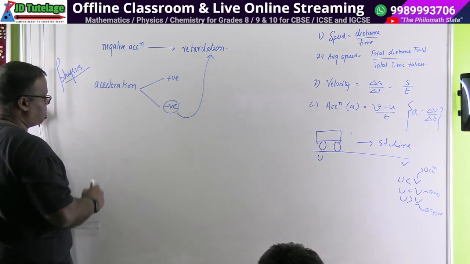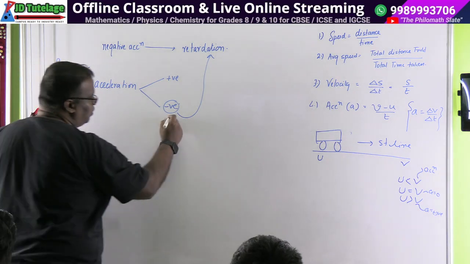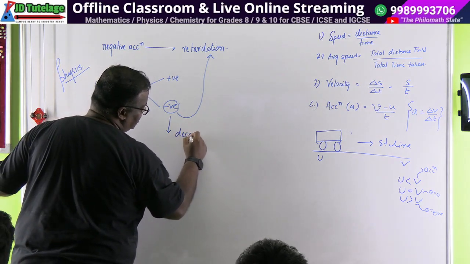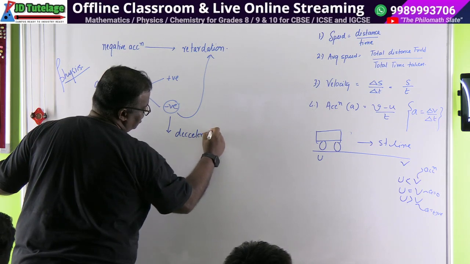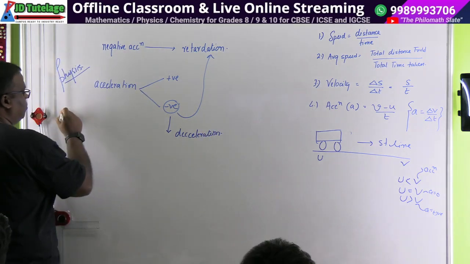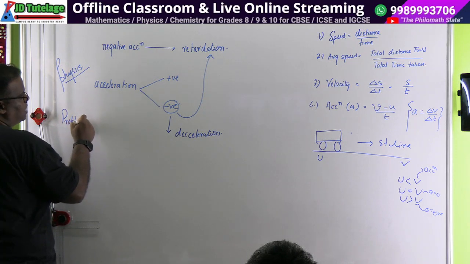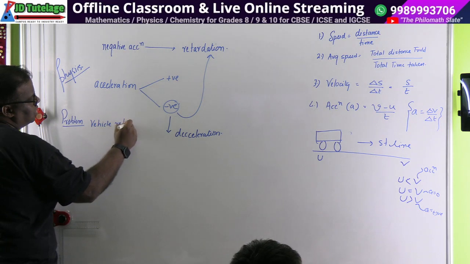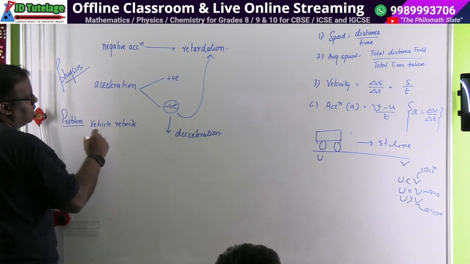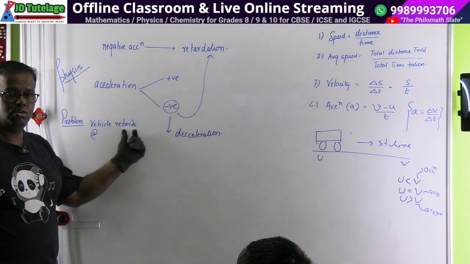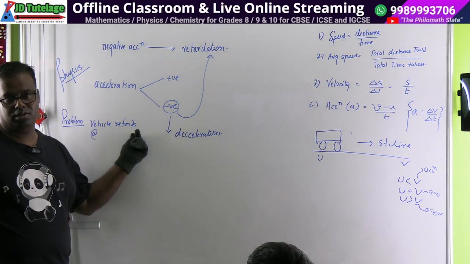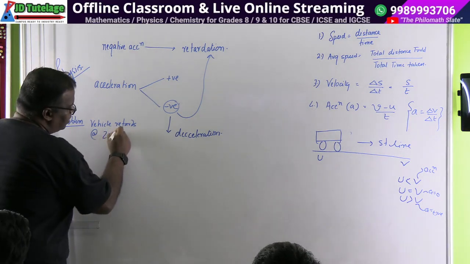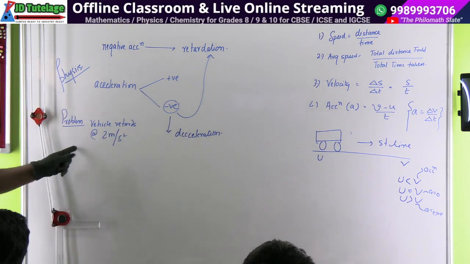Now look. Another name for this is deceleration. Acceleration, deceleration. So how do you get it in a problem? In the wording of a problem, you will get: vehicle retards at. So when we write retardation, we do not put the negative symbol. Now please pay attention here. Vehicle retards at 2 meter per second square. The question will come like this.